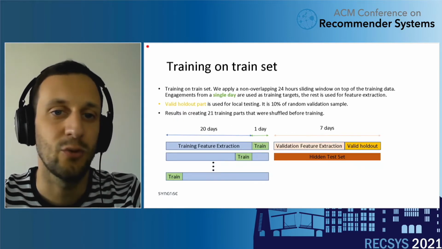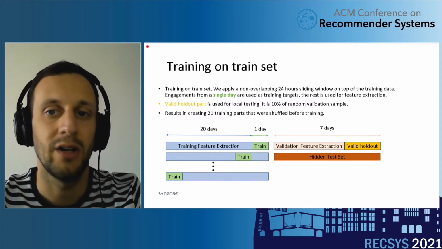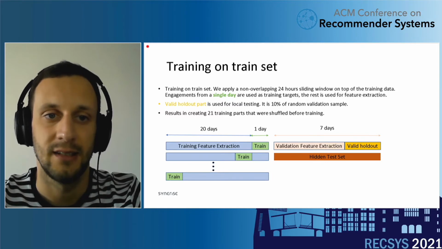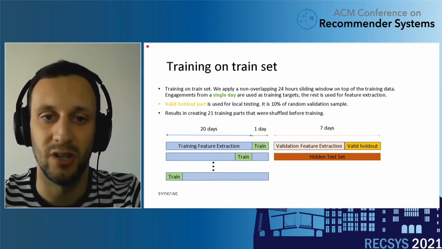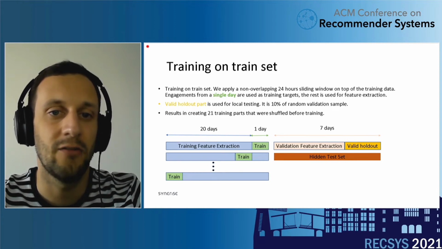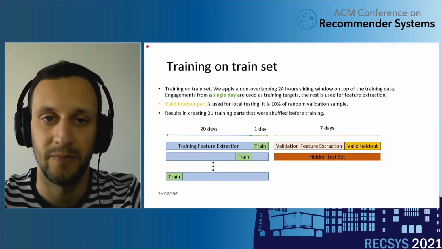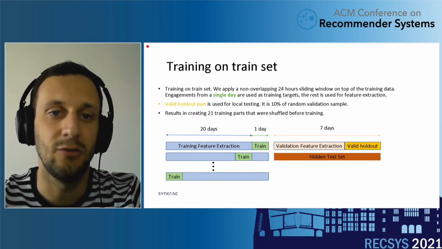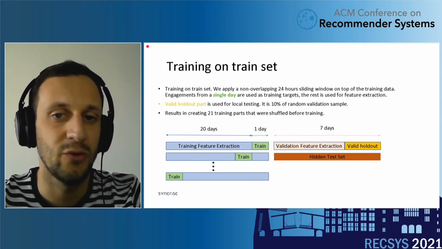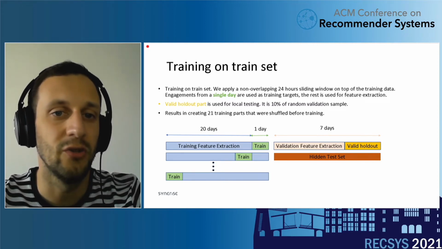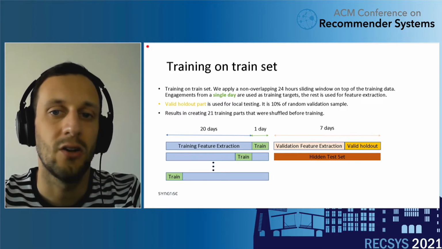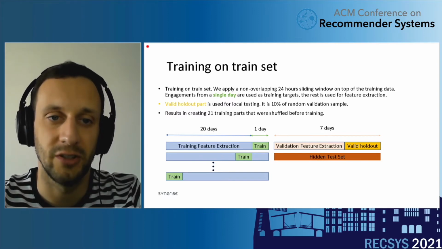The training set was sampled from the first 3 weeks, while the validation set was sampled from the next week, the same as the hidden test set. So first, we use the training set to train our model. We apply a non-overlapping 24-hour sliding window to the training period. As a result, all training examples are divided into day-sized chunks. And engagements from a single day were used as training targets, while all the rest are used for feature extraction.